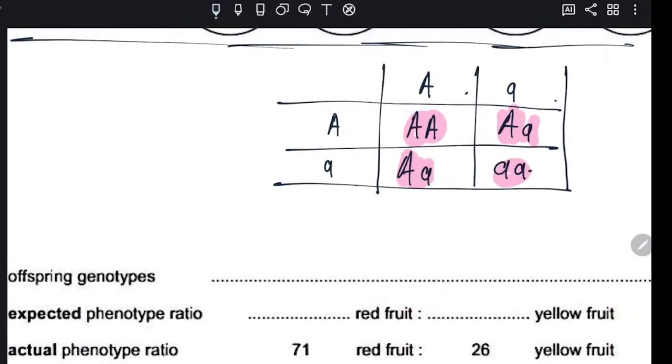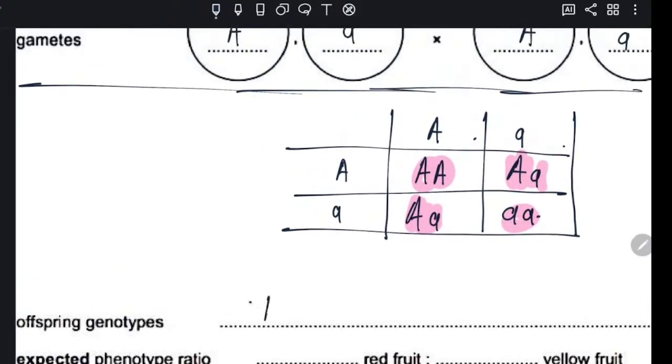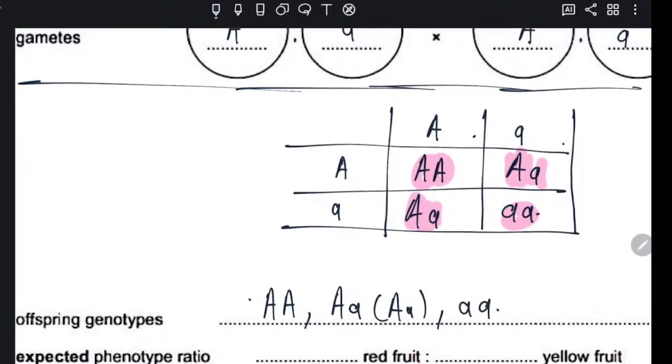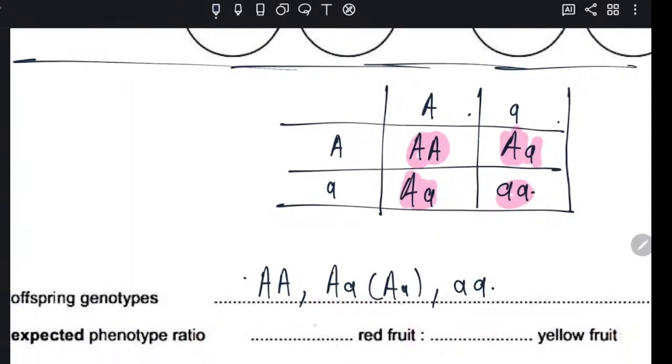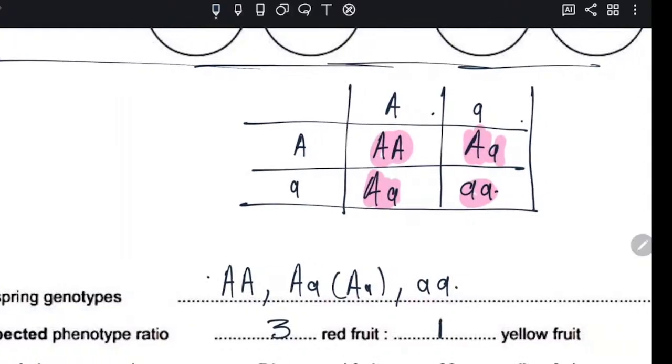So we'll now say, they're saying offspring genotypes, we have AA, then we have big A, small a, which again we have 2 of them. Then we have small a, small a. Now what is the phenotypic ratio? 3 red fruit to 1 yellow fruit. That's the phenotypic ratio, 3:1. That's the expected, which is almost the same.